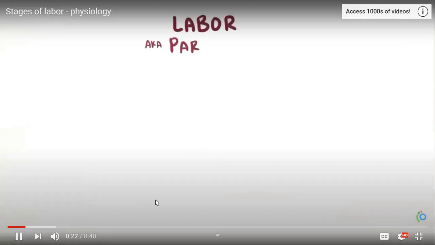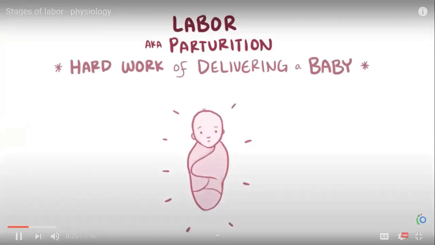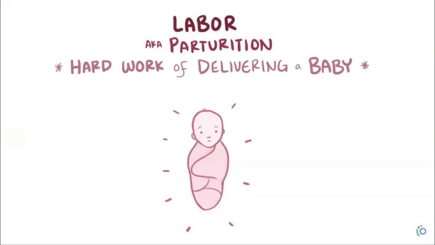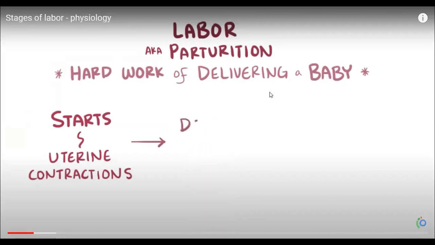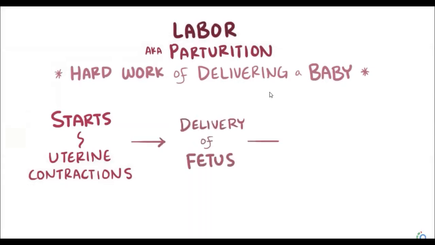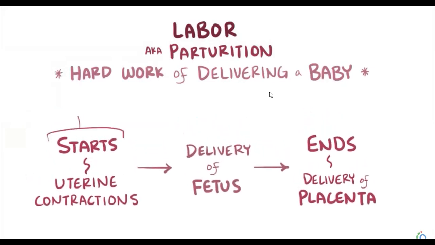Labor, also called parturition, describes the hard work of delivering a baby. It specifically refers to the process which starts with uterine contractions, which cause cervical changes, which allow the fetus to be delivered vaginally, and ends with the delivery of the placenta. Labor typically begins at some point when the fetus is considered full term, between 37 and 42 weeks gestation.